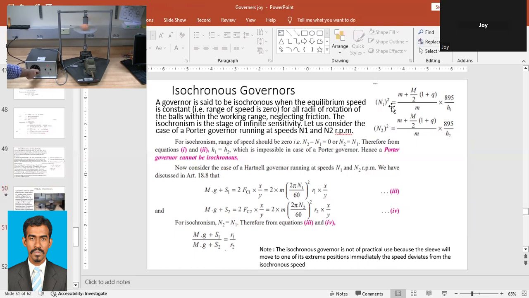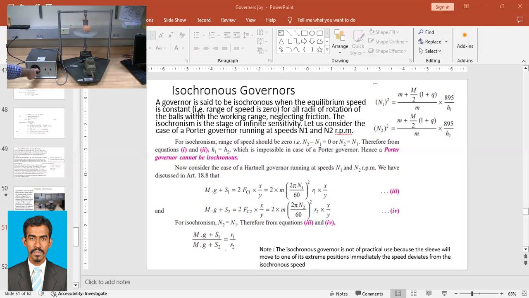Then we have isochronous governors. A governor is said to be isochronous when the equilibrium speed is constant. If there's an equilibrium speed, then that speed should be constant. It should not keep on changing.